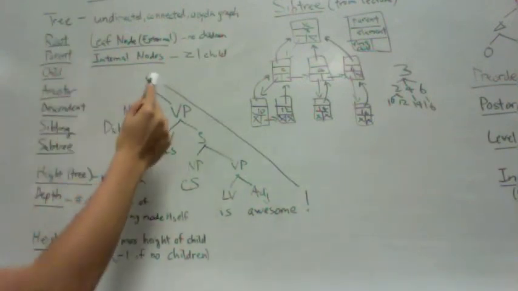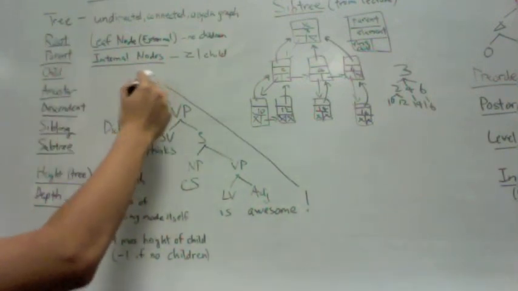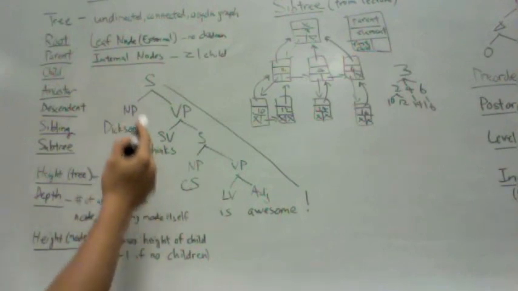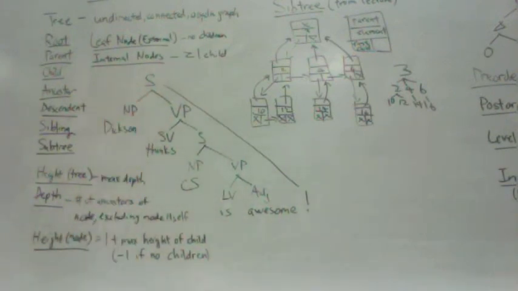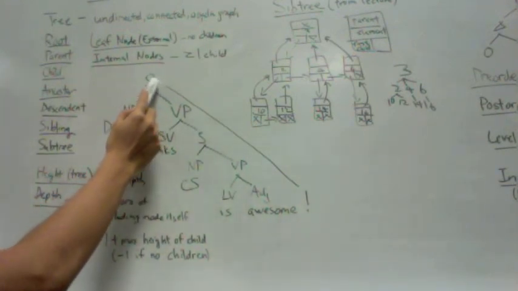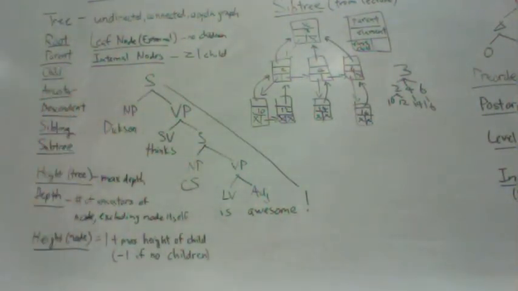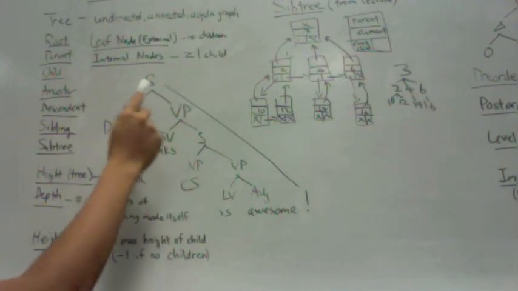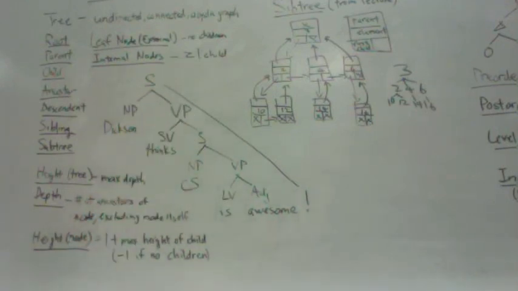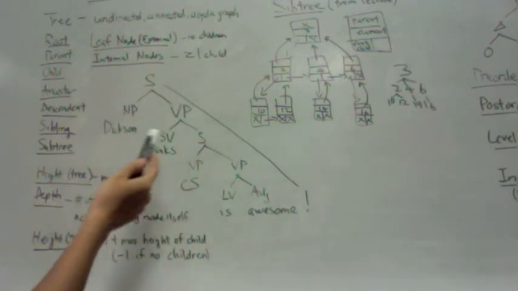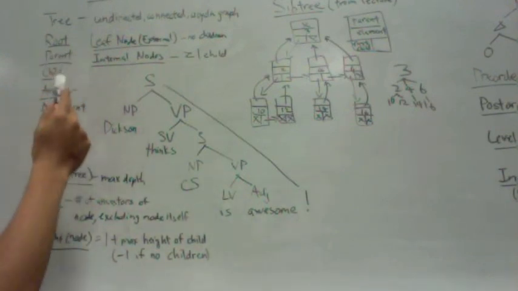A root is a node chosen exclusively without a parent. And so S is the root of this tree here. And a parent and child, so for instance, a sentence is the parent of a noun phrase and a verb phrase. And the noun phrase and verb phrase are children of the parent.